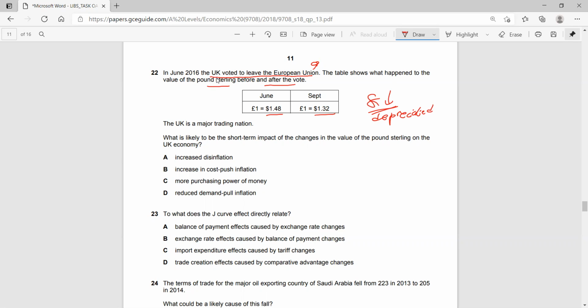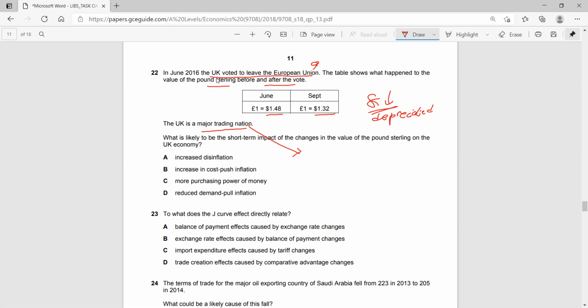Something which clearly the voters had not thought through, but anyhow, the UK is a major trading nation, so it does export, it does import. Now, an interesting thing about imports, especially when your currency depreciates, is it does lead to inflation, in particular cost push inflation, which can also more specifically be called imported inflation.